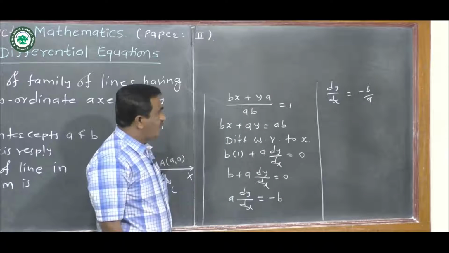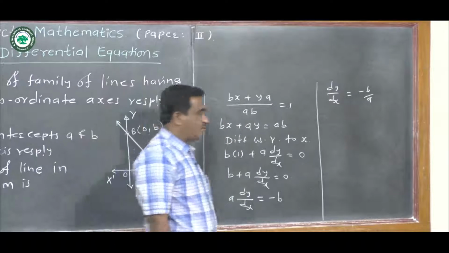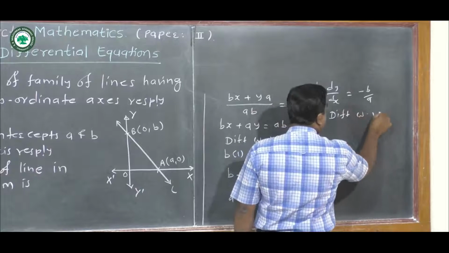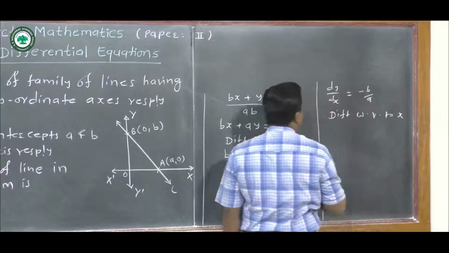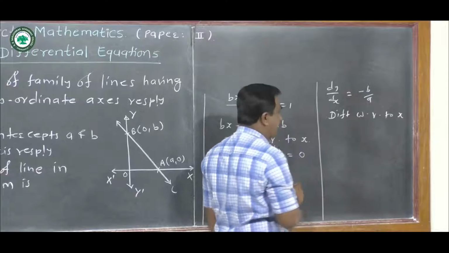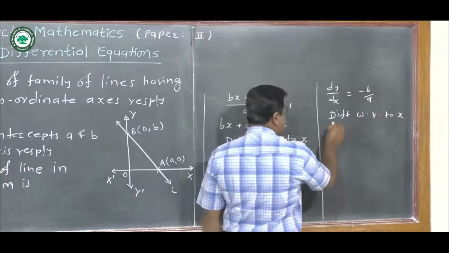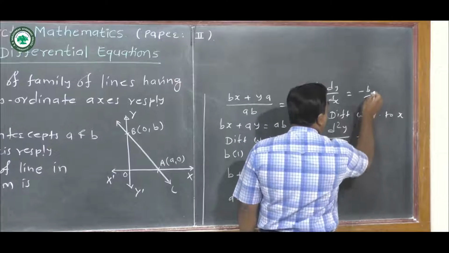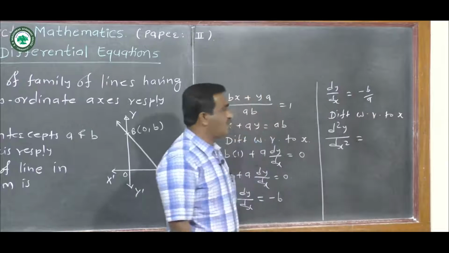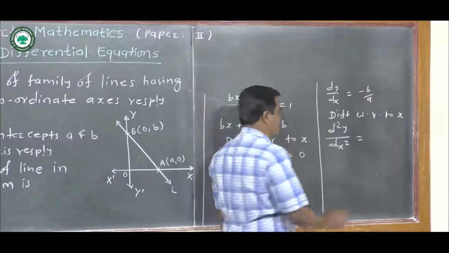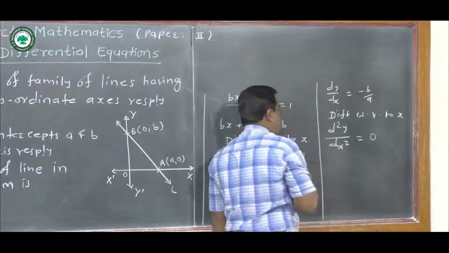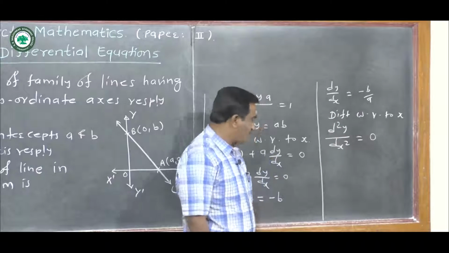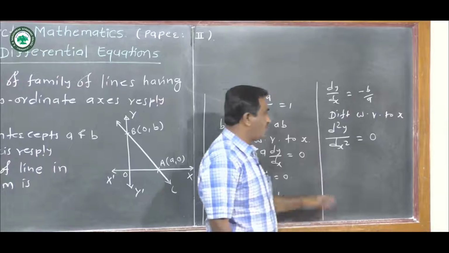Okay. Now differentiate this equation again with respect to x. Therefore, the derivative of dy/dx with respect to x, d²y/dx², is equal to the derivative of -b/a, which is a constant term, equal to 0. Therefore, we get here d²y/dx² = 0. This is the required differential equation of order 2.